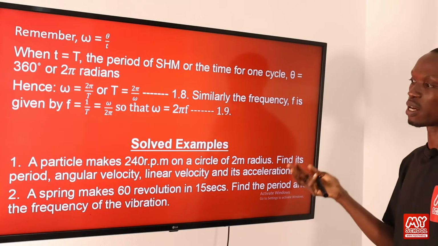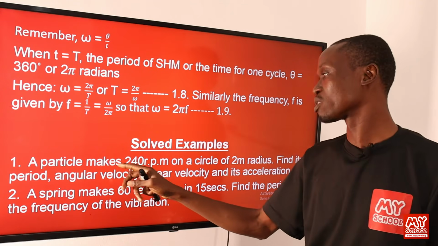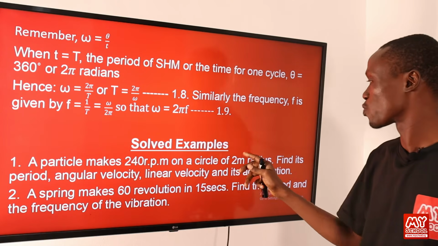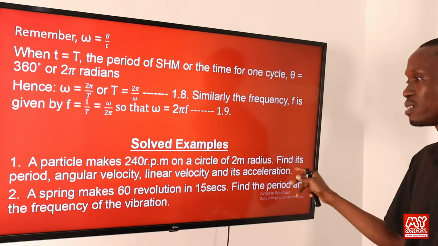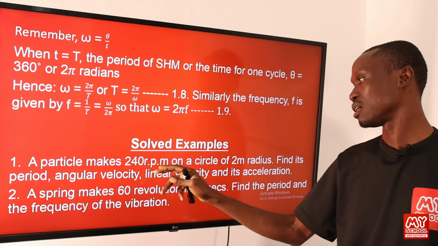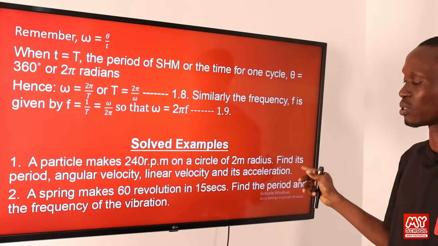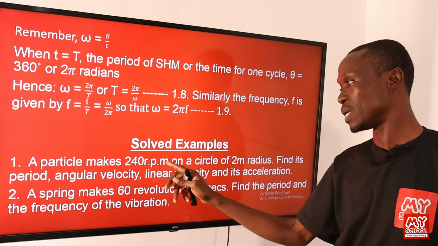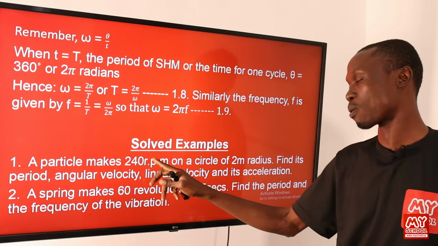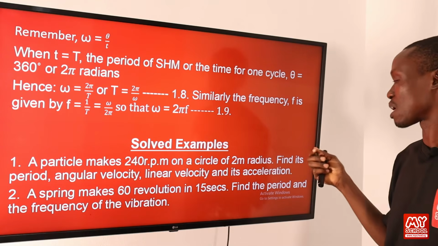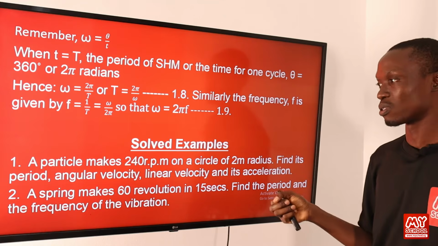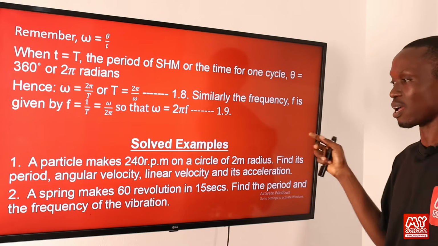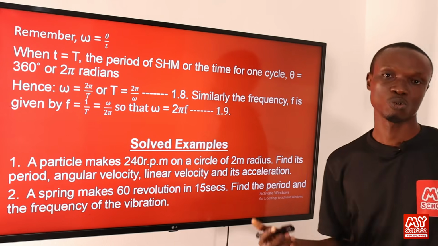So let's begin with example 1. A particle makes 240 revolutions per minute on a circle of 2 meter radius. Find its period, angular velocity, linear velocity, and its acceleration. Let me go through the question again. A particle makes 240 revolutions per minute, that's what RPM means here, on a circle of 2 meter radius. Find its period, angular velocity, linear velocity, and its acceleration. So let's move over to the board to solve this question.